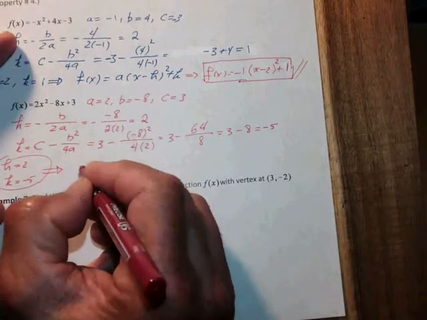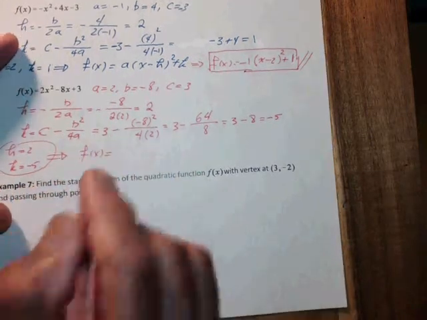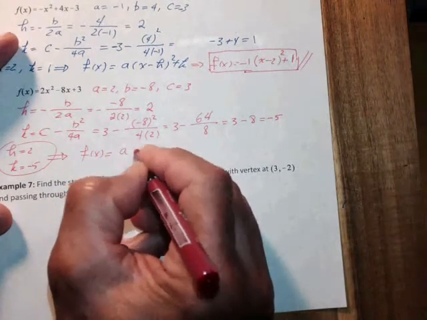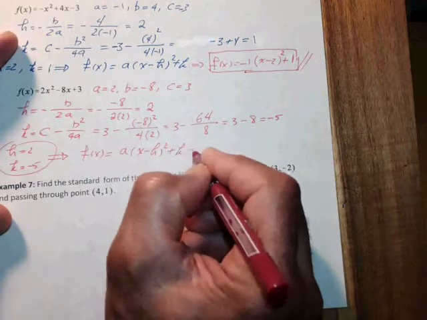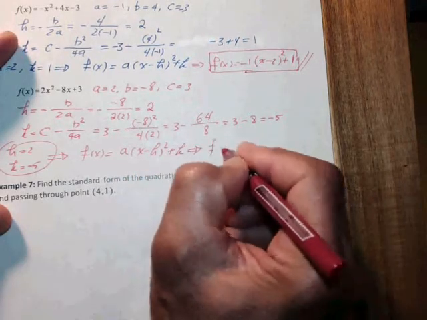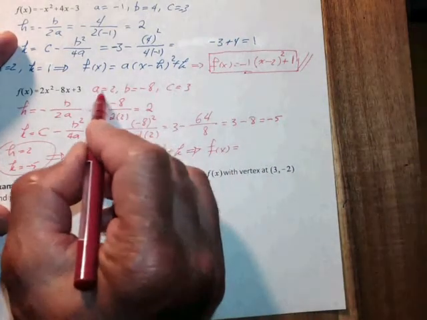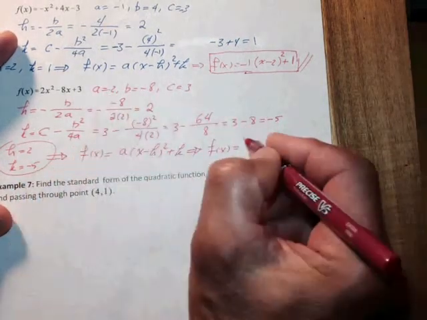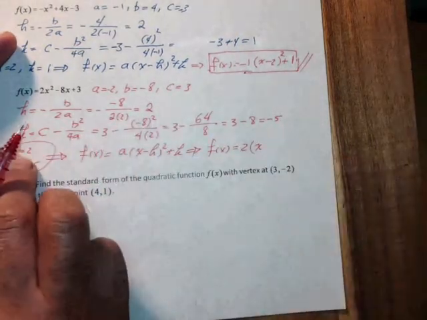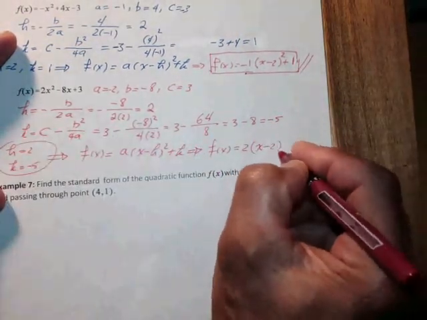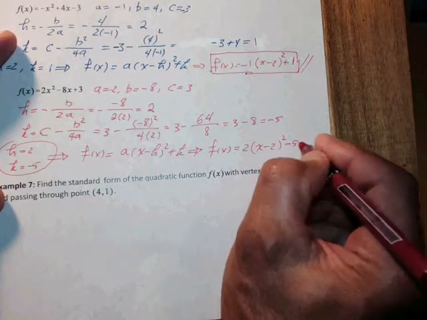Put it in the formula. f of x equal to a times x minus h squared plus k. So f of x is equal to, a is 2, so 2 times x minus h, x minus 2 for h, squared plus k, but k is negative 5.